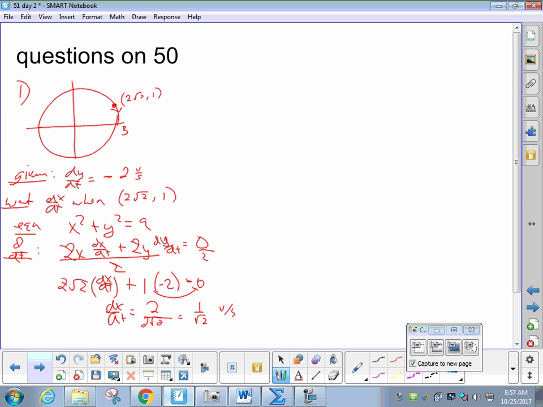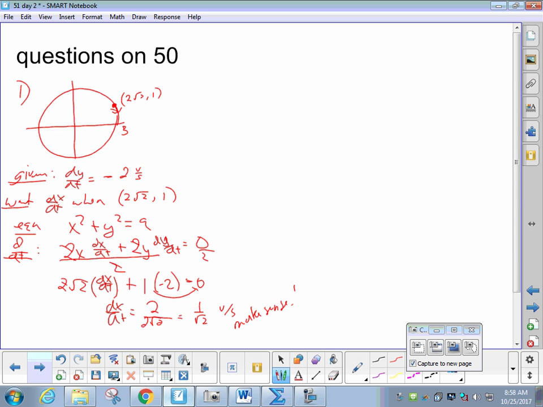Does that make sense? Actually, I'll tell you, it makes sense. Why does it make sense? Look at the picture and how it's moving. At this point, if y is decreasing, is x getting bigger or smaller? Bigger, because I'm moving right, I'm getting bigger, and so an x change as positive makes sense, yeah?